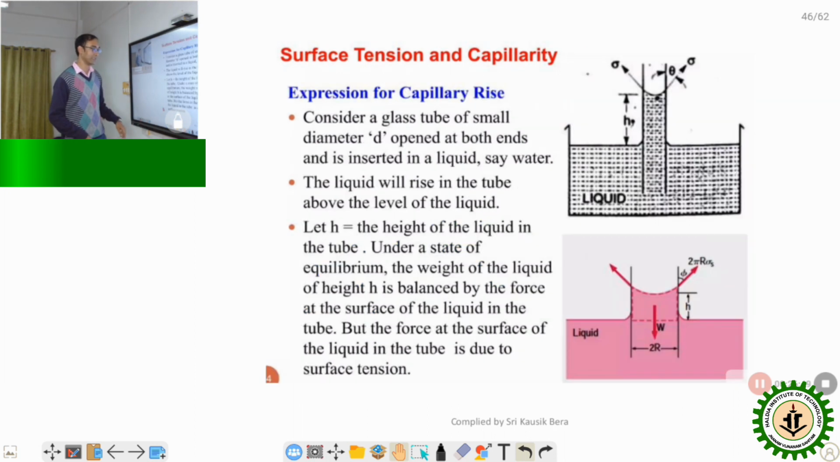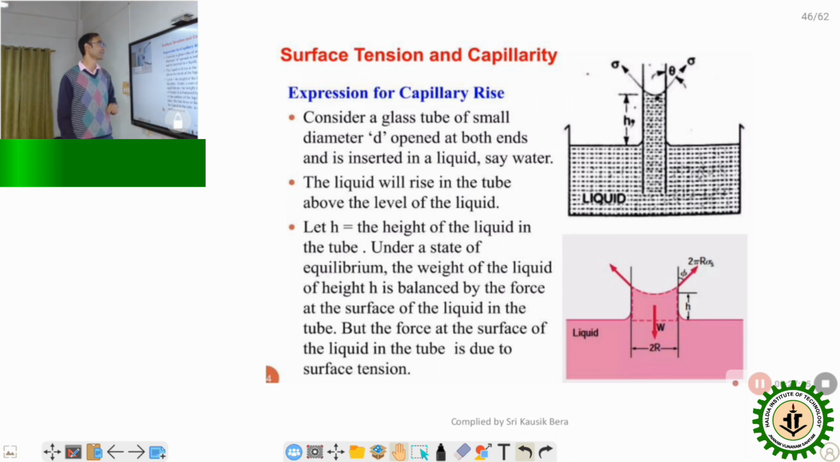So in this figure, this is the capillary, and this is the liquid, and this is the weight of the fluid. When the fluid rises in the capillary, we call it capillary rise. When the fluid goes downward, this will be the capillary fall.